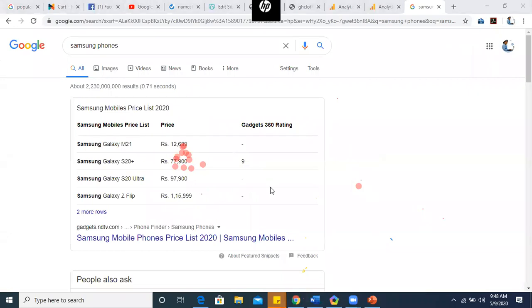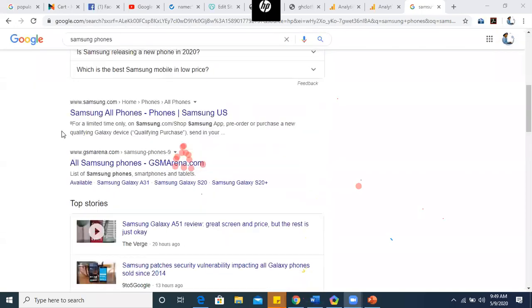So within the last 71 seconds, Google has actually brought together 2.2 billion web pages that are also trying to sell to me Samsung devices or blog about something about Samsung. Now, Google then actually put all of them together and start ranking them.